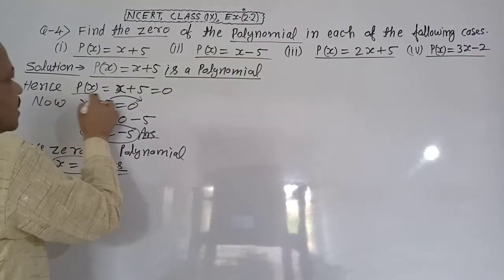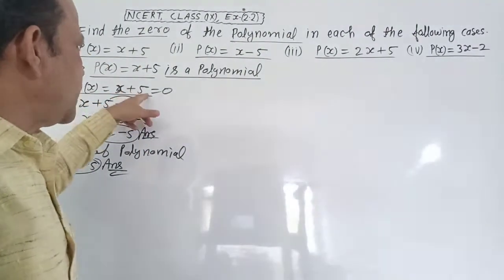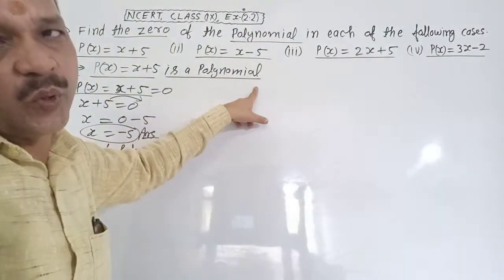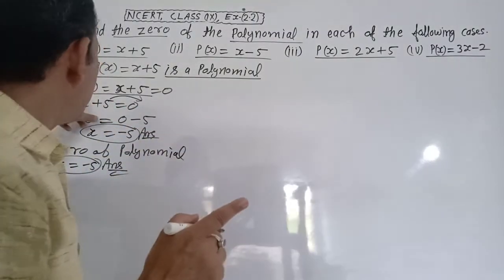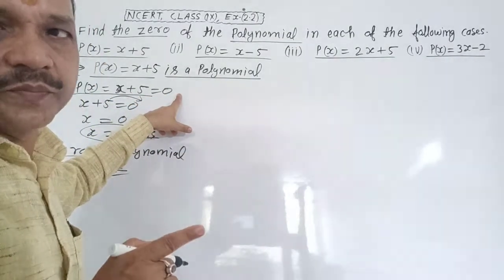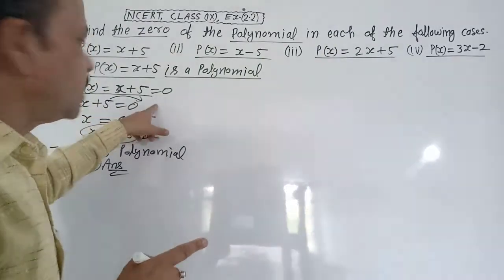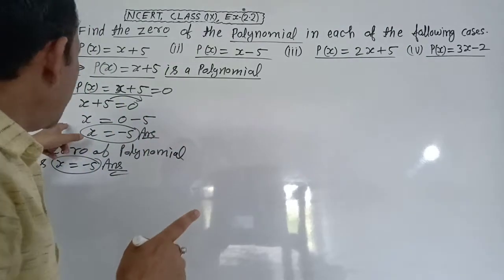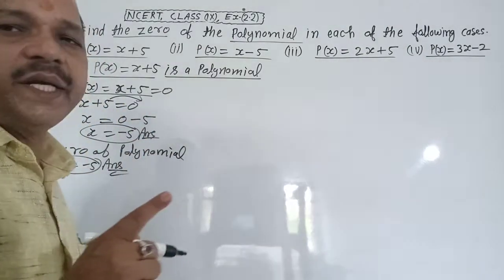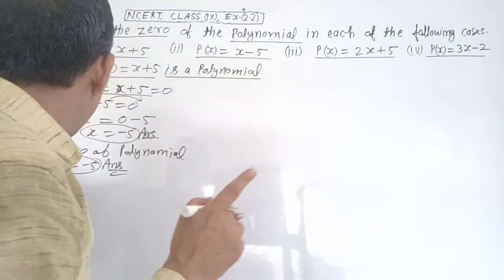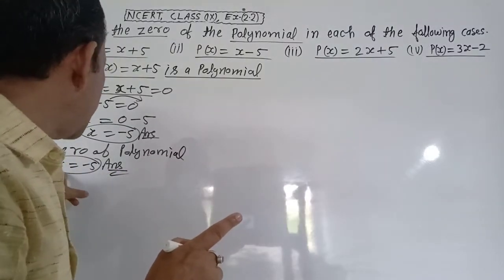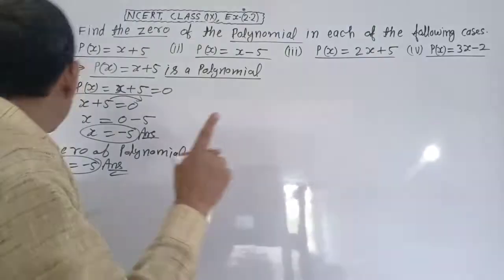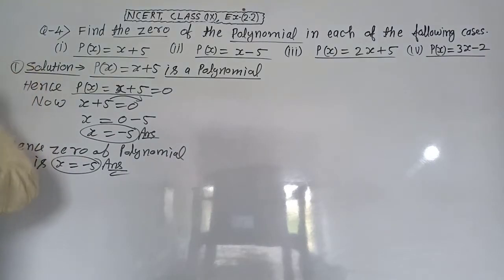p(x) equal to x plus 5 equal to 0 because p(x) equal to x plus 5 is a polynomial. Clear? Hence, p(x) equal to x plus 5 equal to 0. Now, x plus 5 equal to 0. You can write 5 on the right side of equal. Clear? x equal to 0 minus 5, x equal to minus 5. It is clear? Hence, the zero of the polynomial is x equal to minus 5. Clear? No confusion about it? Very good. Next, it is the first solution.